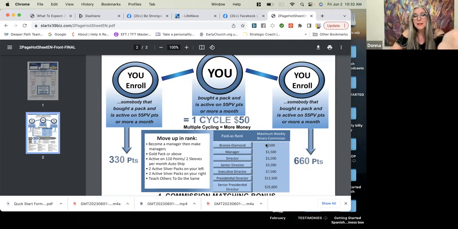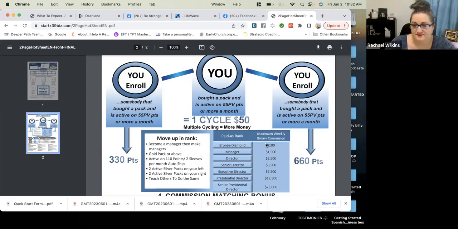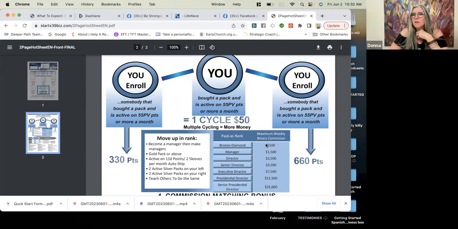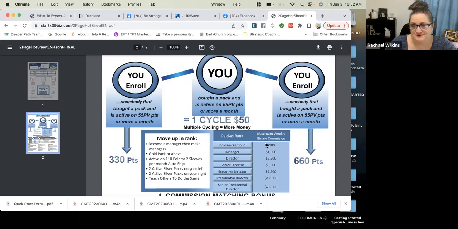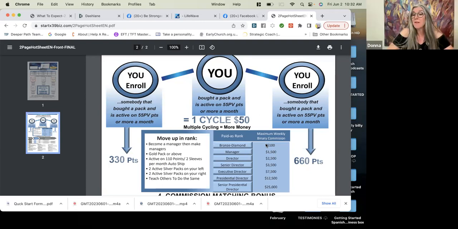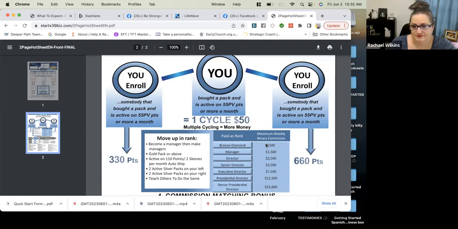And that's where, what's 10 times 330 on the far left? 3,300. Okay, what's 10 times 660 on the far right? 6,600. Okay, now, what's 10 times 50? $550. That would be, you would get $550 bonus with those points.